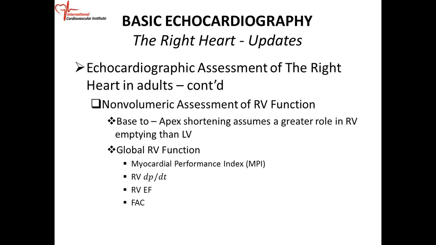And if you guys remember the myocardial performance index, MPI, or myocardial performance index. And then we talk about RV dP over dt, that change in pressure with time. We talk a little bit about RV ejection fraction, fractional shortening.